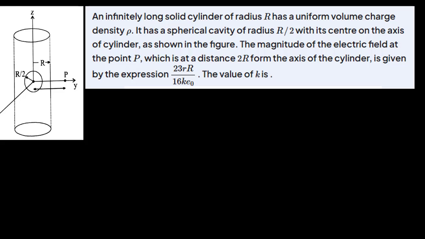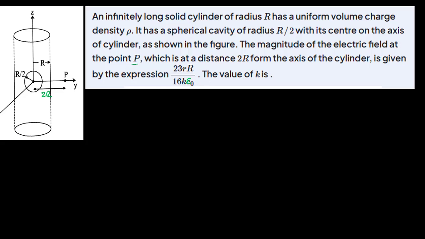This was a question asked in JEE 2012. An infinitely long cylinder of radius r has a uniform volume charge density rho. It has a spherical cavity of radius r by 2 with its center on the axis. So this is the cavity over here. This is the uniform cylinder. The magnitude of the electric field at point P, which is at a distance 2r from the axis of the cylinder, is given by the expression 23r upon 16k epsilon naught.